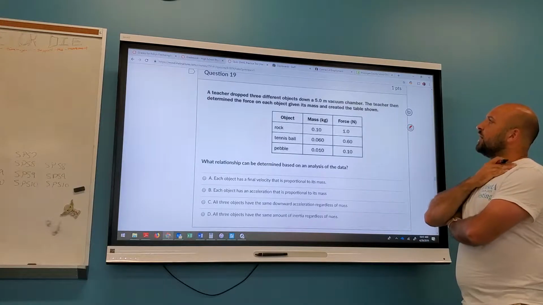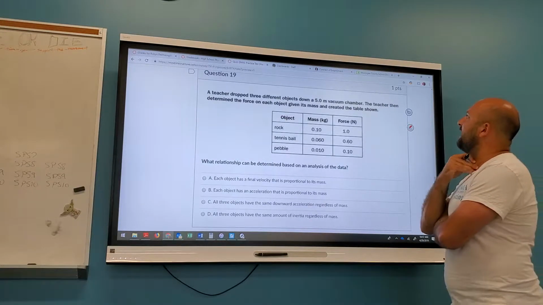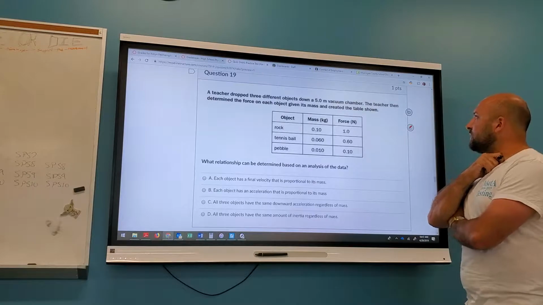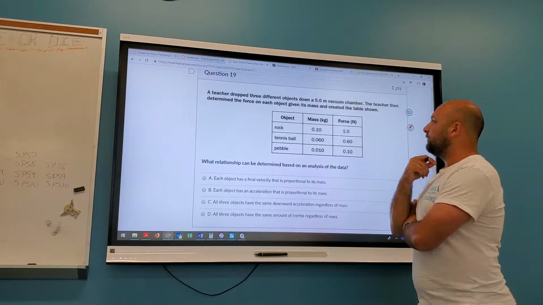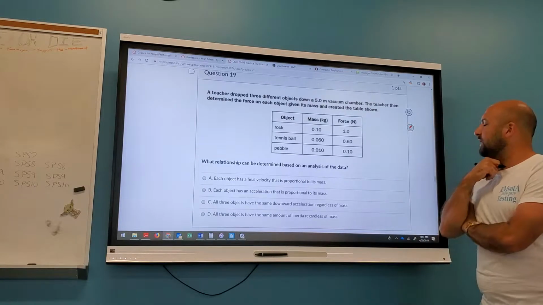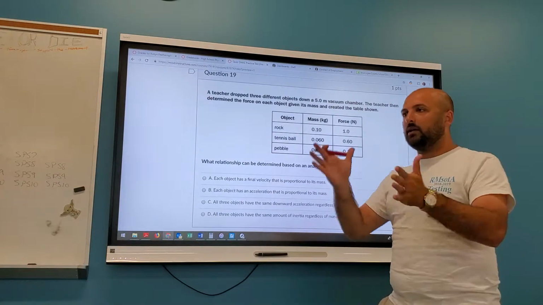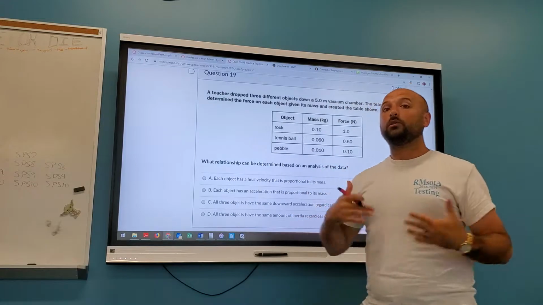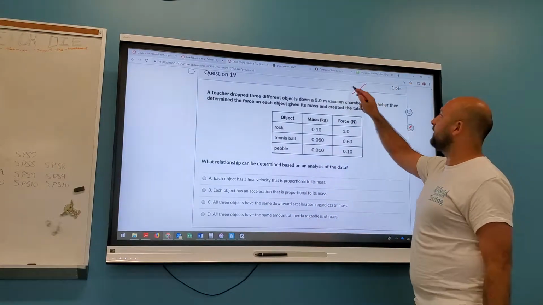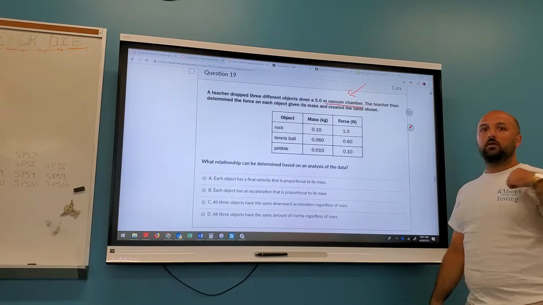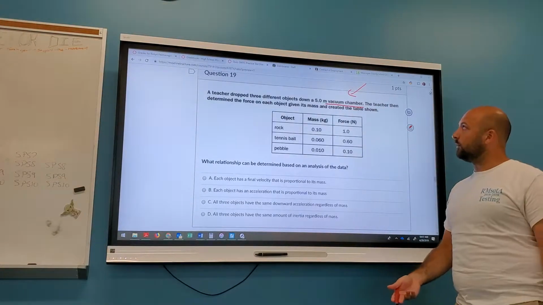Keeping this going, a teacher dropped 3 different objects down a 5-meter vacuum chamber. The teacher then determined the force on each object given its mass and created the table below. What relationship can be determined based on the analysis of the data? So we see a dropping question, right? Where things are being dropped. A couple things I told you about that. Number 1, we got to account for air resistance. What do they tell you? Vacuum chamber. So we have no air resistance. We know that right off the bat.